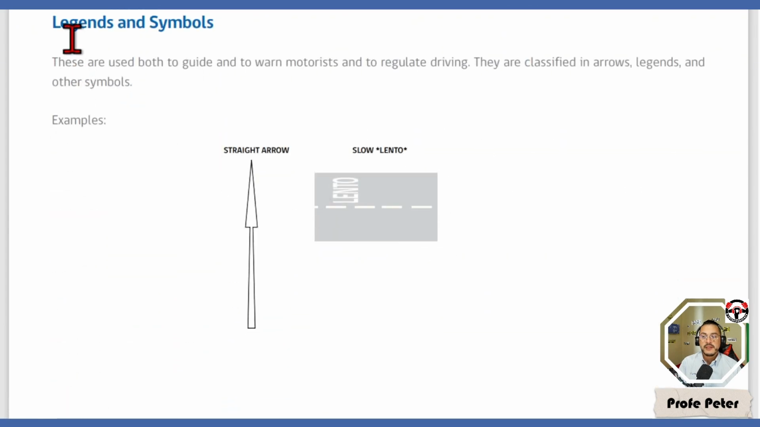You can also find legends and symbols. These are used both to guide and to warn motorists and to regulate driving. They are classified in arrows, legends, and other symbols like the straight arrow or any kind of arrow, and the lento sign, the slow sign.